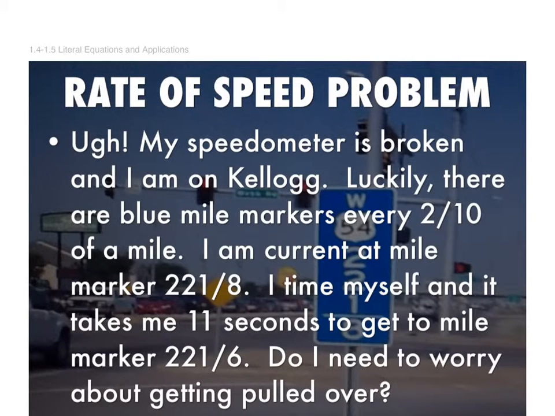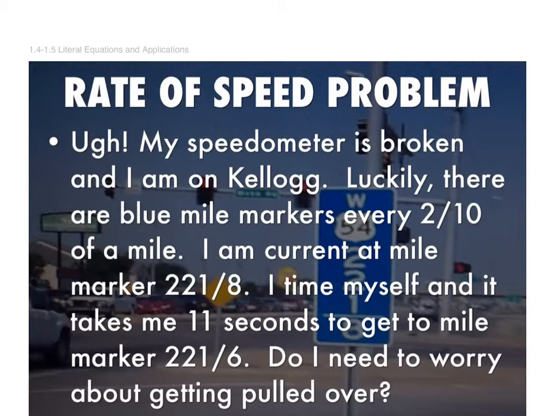Alright, so then we also have a rate of speed problem. On this one, we're saying that my speedometer is broken and I'm on Kellogg. Luckily, there are blue mile markers every 0.2 of a mile. I'm currently at mile marker 221/8. I time myself and it takes me 11 seconds to get to mile marker 221/6. Do I need to worry about getting pulled over? So if we look at this, I just want to know if I'm speeding. These are actually true mile markers that are on Kellogg. This one's at Kellogg and Webb Road.